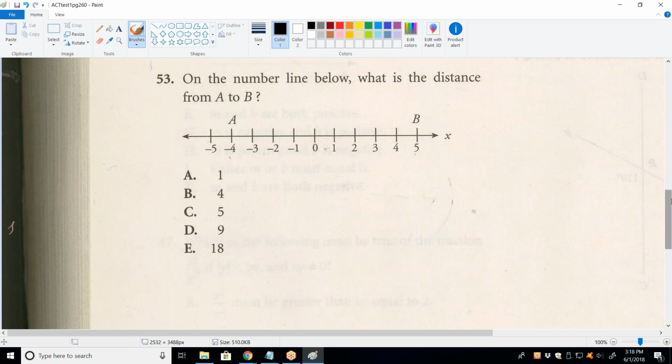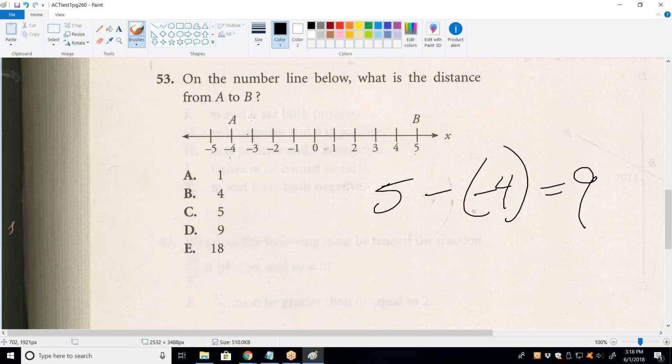Now, they don't get any easier than this. That's why I'm always reluctant to skip some of these harder ones, because they're not always hard. So is it just 9? Mm-hmm. You could do this 100 different ways. You could do 5 minus a negative 4, which is equal to 9. I could count it up: 1, 2, 3, 4, 5, 6, 7, 8, 9. Could get it that way.